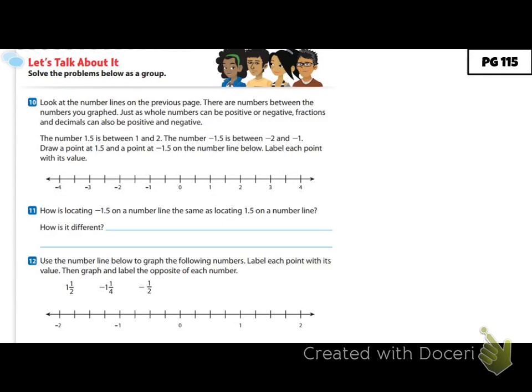So let's start with the positive. 1½ would be halfway between 1 and 2. So it would be right here, and this would be 1.5. The opposite of that would be -1½. So we would have to go from 0 to the left. It would be the same thing, located between -1 and -2. So it would go right here. And this would be -1½.